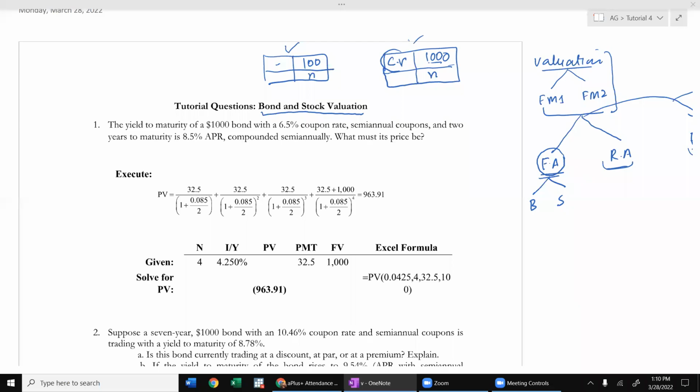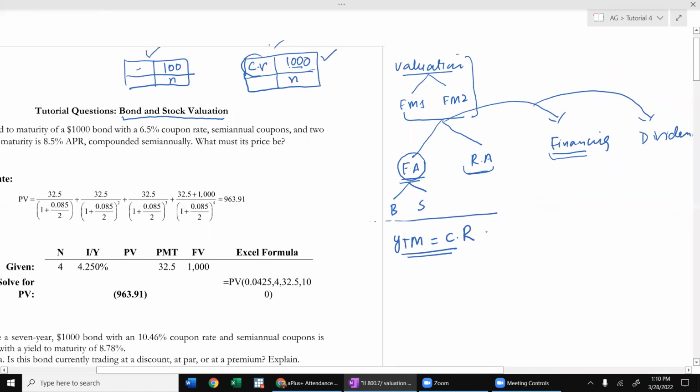Okay, so now we have two types of bonds: non-coupon bonds and coupon bonds. And we have also learned two things. If your YTM is equal to your coupon rate, will the bond be trading at par, premium, or discount? Anyone?